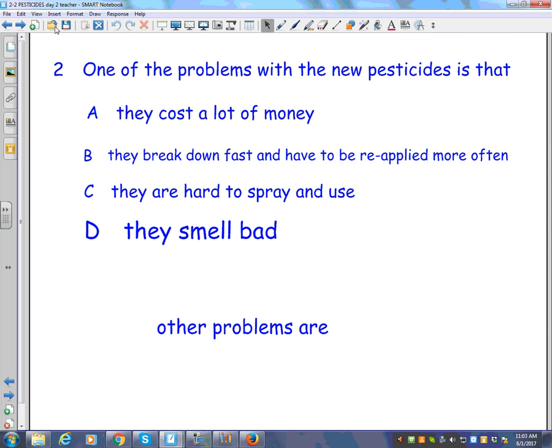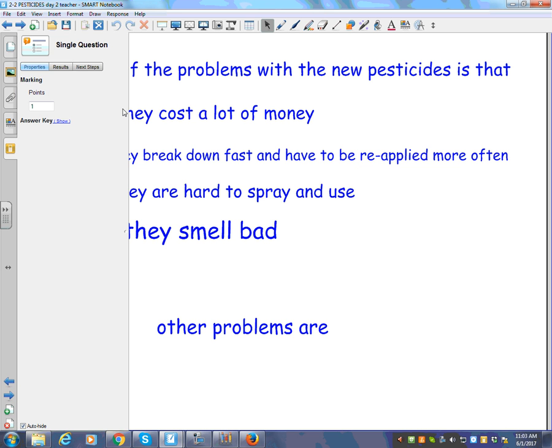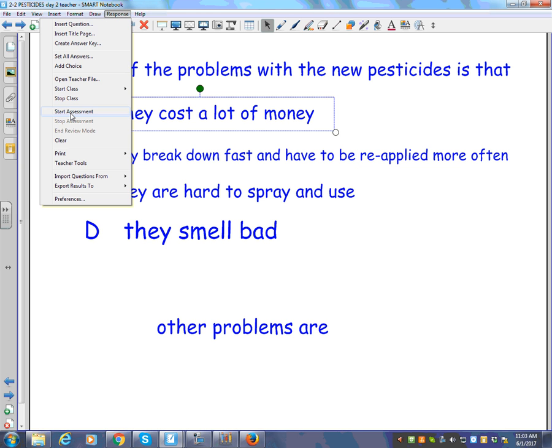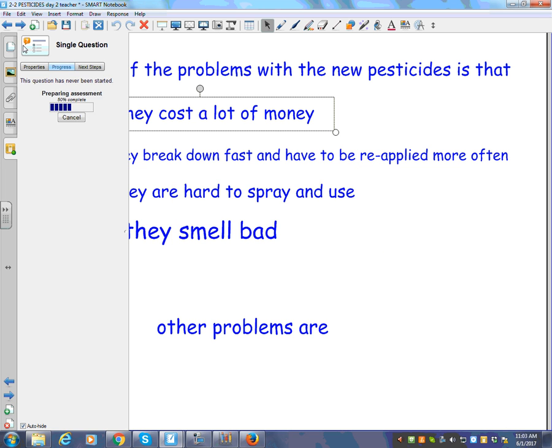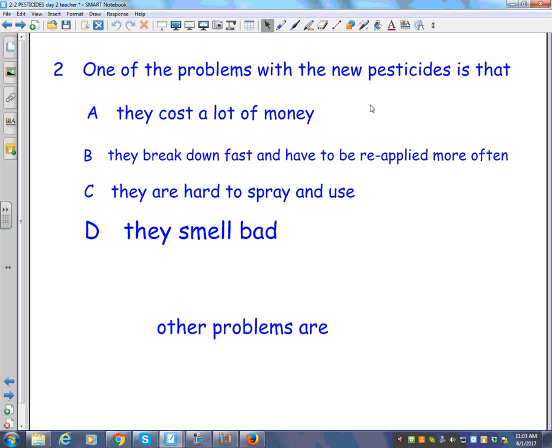Okay. So what is one of the problems? Oh, do I have to go back and do question number one? No, single question. One of the problems with the new pesticides is what? They cost a lot of money, they break down fast, have to be reapplied more often, they're hard to spray and use, they smell bad. There's a lot of smelling bad. I was having a hard time coming up with answers that weren't right. That's a little tip.